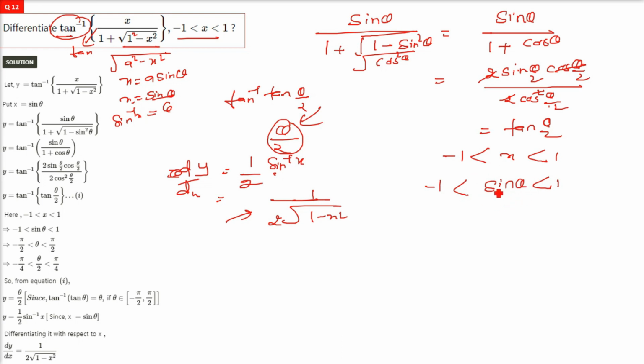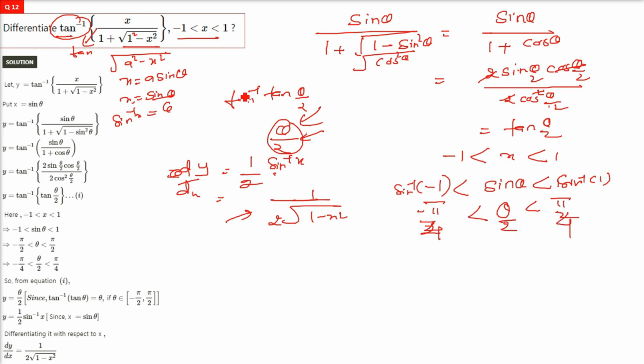Now what is the value of theta for which the sine is negative 1? What is the value of theta for which the sine is 1? So this sine inverse minus 1 and sine inverse 1, you will get minus pi by 2 and pi by 2. You know that? Sine pi by 2 is 1 only. So sine inverse 1 is pi by 2, sine inverse minus 1 is minus pi by 2. So when we have theta by 2, because you need to differentiate theta by 2, it is between negative pi by 4 and pi by 4.